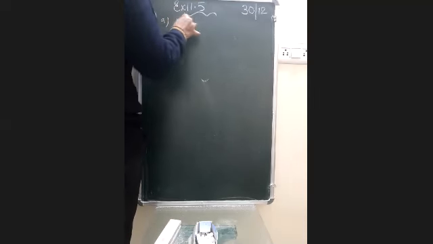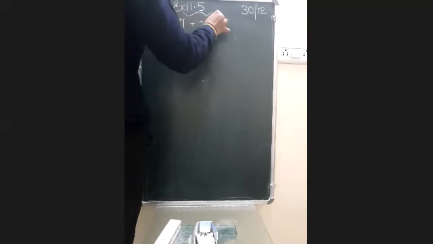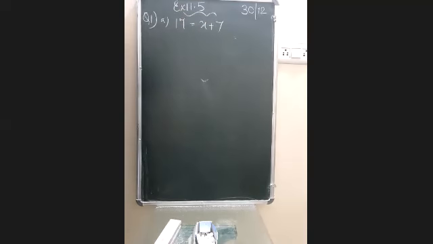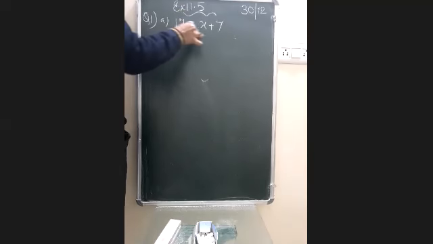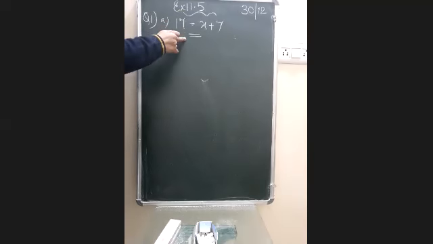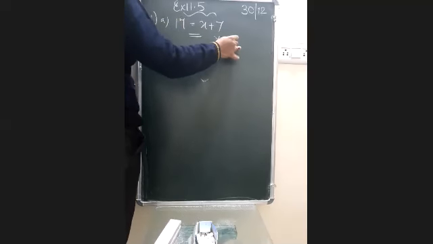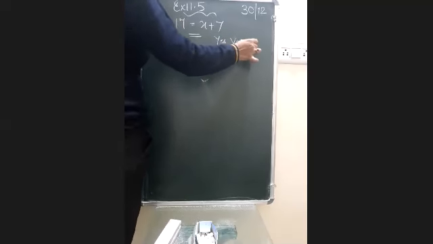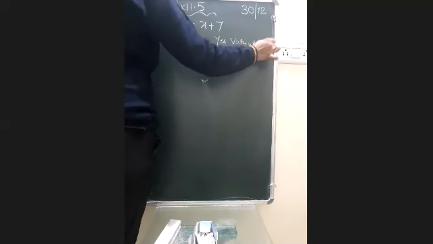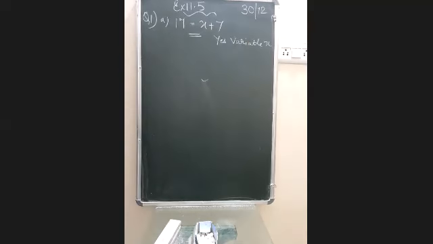The first question says x plus 17 is equal to x plus 7. Now the first condition for an equation is the equal sign. Yes, it is there. It means this is an equation. Another thing, yes, we have a variable also. So the answer is yes. Now can you write what the variable is? The variable is x. Yes, you have to reply like this only.